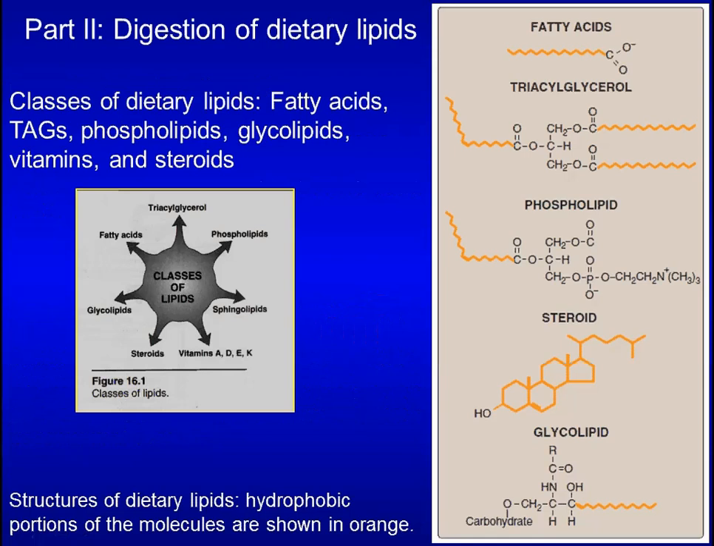Dietary lipids can be roughly divided into 6 classes: fatty acids, triacylglycerol, phospholipids, vitamins, steroids, and glycolipids. Their structures are shown on the right. Hydrophobic portions of the molecules are highlighted in orange.